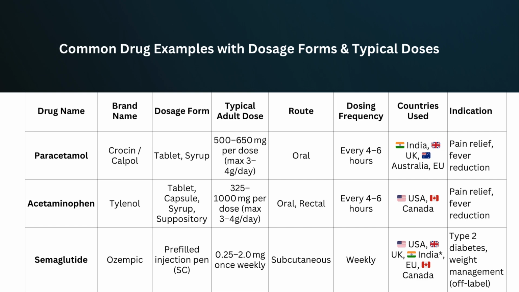Ozempic, given for type 2 diabetes, is in the dosage form of pre-filled injections. A typical dose is around 0.25 to 2 milligrams, and the route of administration is subcutaneous. The frequency is usually once a week.